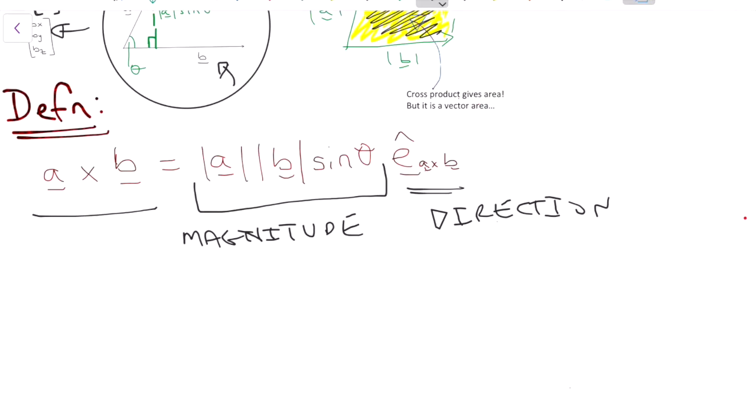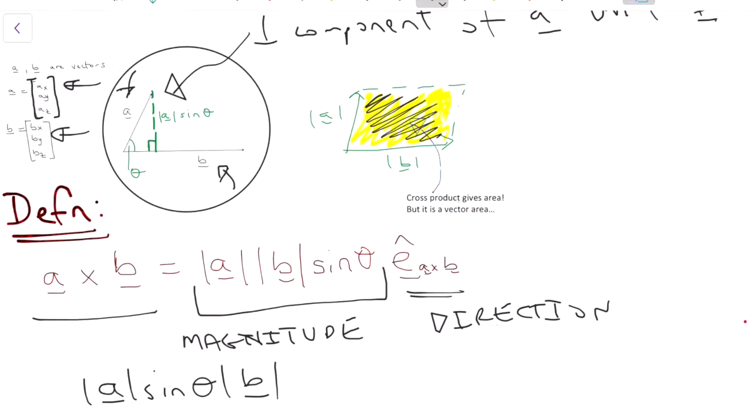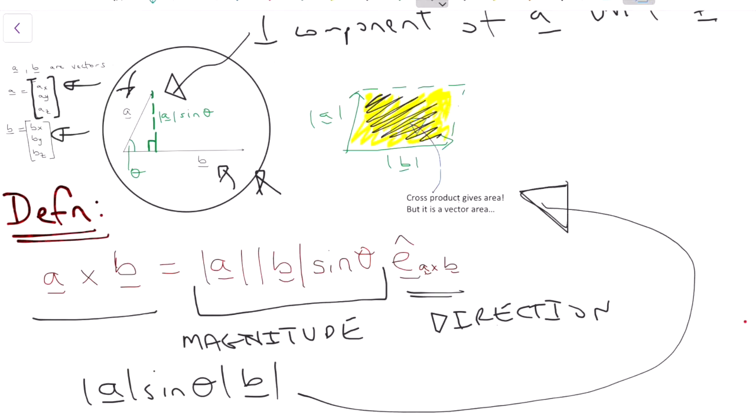And then the magnitude can be written as A sine theta B. And what is A sine theta B? Well, if you look at this diagram here, it's the area, right? And that's exactly what I draw here. So A sine theta times B gives the area, which is shaded here, of this parallelogram formed by vectors A and B, with this being A, this being B. Right? However, it has a direction, and that direction is shown here.